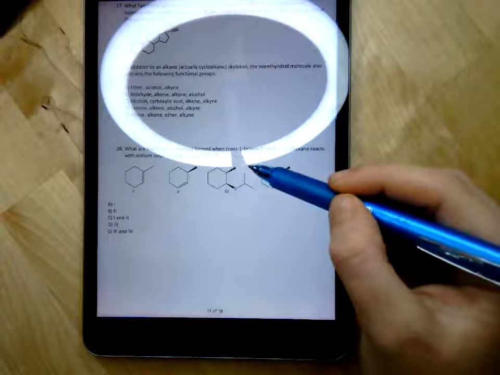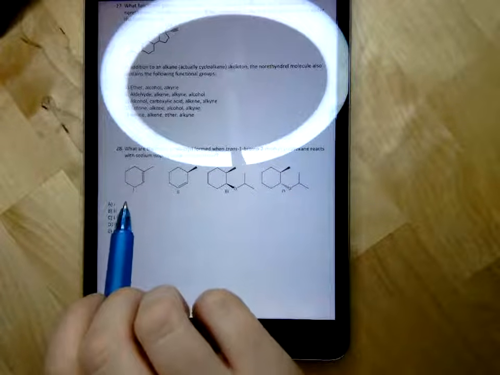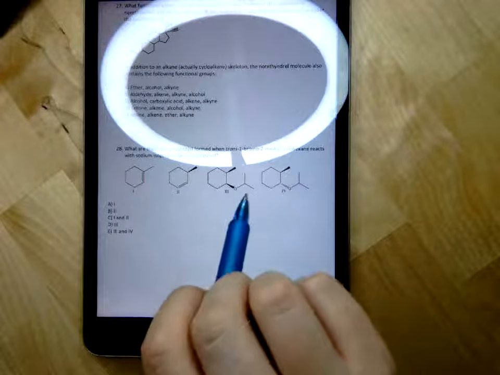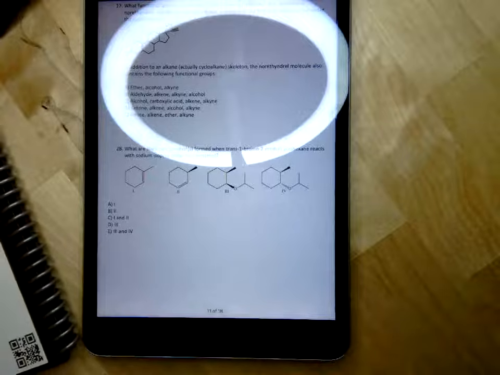But I don't think that would happen, because with the bulkiness of this group and this group right next to it, that would not be very energetically favored. So I would go with answer choice B.